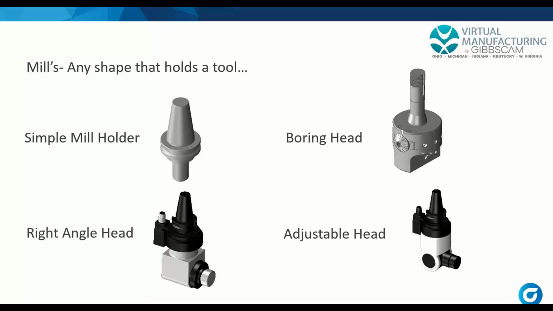So on the milling side, it's a couple different things. The obvious being the simple tool holders for mills, boring heads, right-angled heads, and then adjustable heads. It's pretty straightforward on a mill. And actually, when it comes to turning, it's not too dissimilar, but we're talking about stations on a turret as opposed to sticking something inside of the spindle.